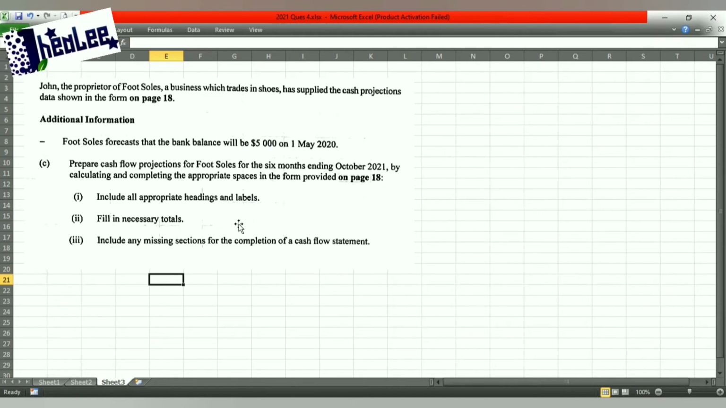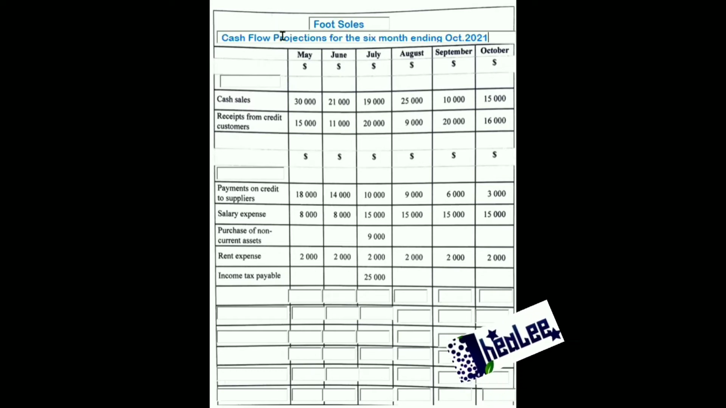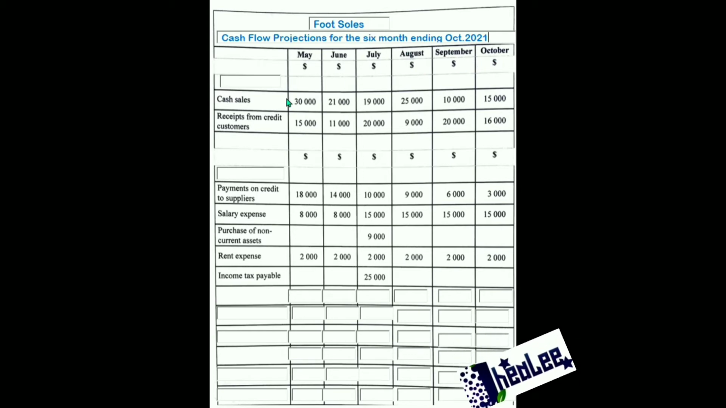Include all appropriate headings and labels, fill in necessary totals, and include any missing sections for the completion of a cash flow statement. So here we are with the cash flow statement, that incomplete cash flow statement that was provided. To complete this, the first thing that you need to enter is the title, which reads Foot Soles Cash Flow Projections for the 6 months ending October 2021.